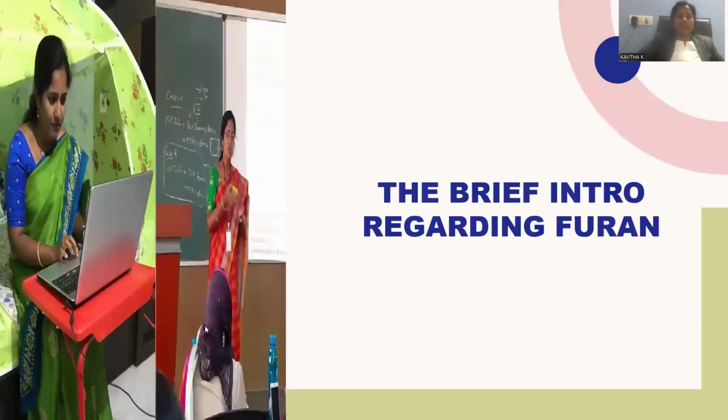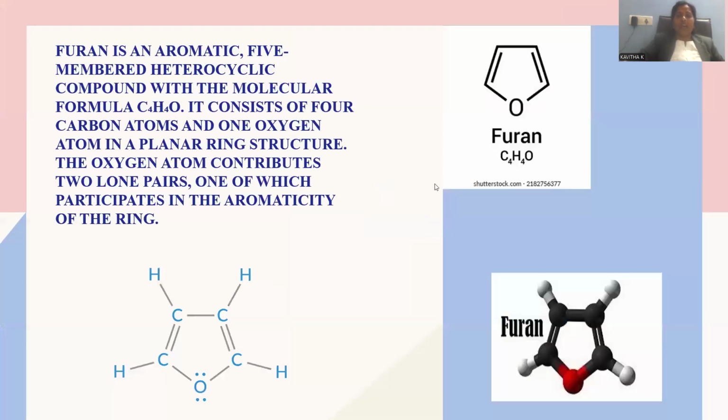Let's enter into today's concept called furan, where a brief introduction is taken for this segment. Furan is an aromatic five-membered heterocyclic compound with the molecular formula C4H4O. It consists of four carbon atoms and one oxygen atom in a planar ring structure. The oxygen atom contributes two lone pairs of electrons. One takes part in the aromaticity, and in the other, the lone pair resides freely.